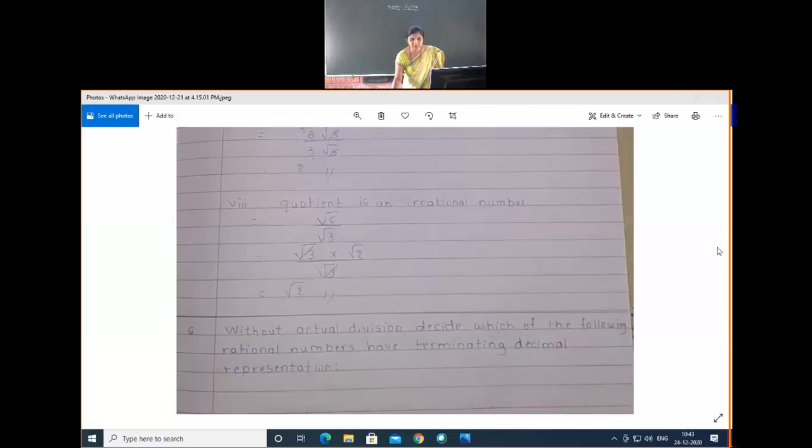See here, I'll read the question once again. Without actual division, decide which of the following rational numbers. They have already mentioned that it is a rational number. We have two options for rational numbers: the decimal expansion is either terminating or non-terminating recurring only. Because non-terminating, non-recurring means it comes under the irrational group. But they are telling that these are rational numbers only, so we just have to say whether it is a terminating decimal expansion or non-terminating decimal expansion.